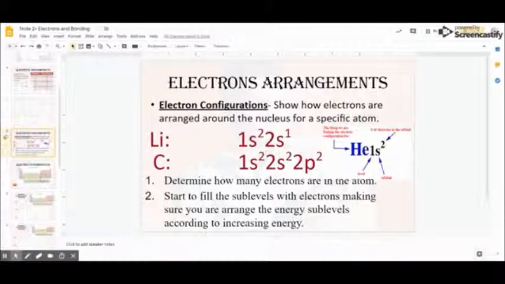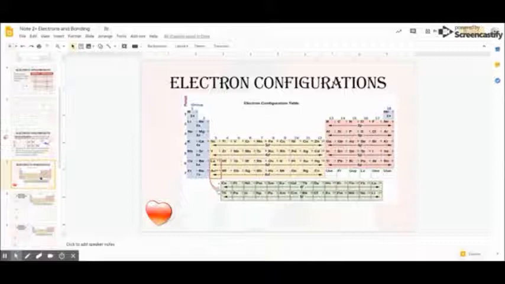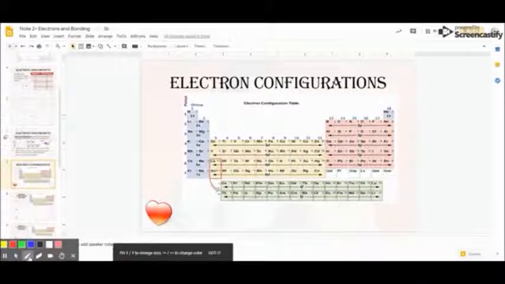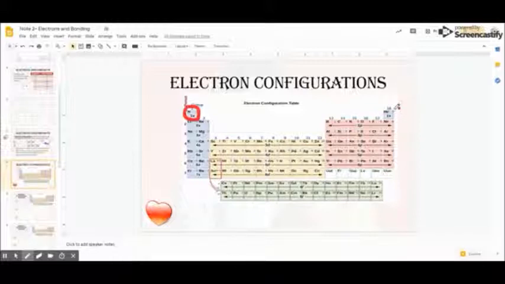So how do we know what numbers and letters to put? You want this reference sheet. This is going to tell you how to do your electron configurations. We always start up at the top corner at hydrogen. It's labeled 1s1, and then we go across to 1s2. We just keep working our way down and across, just like you're reading a book, till you get to the element you need to draw the configuration for.